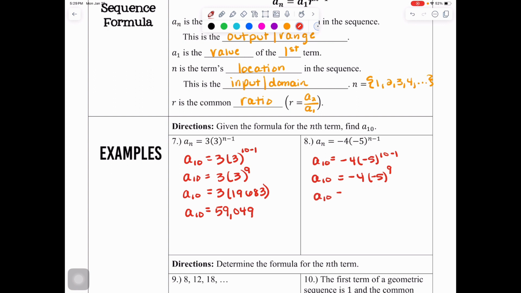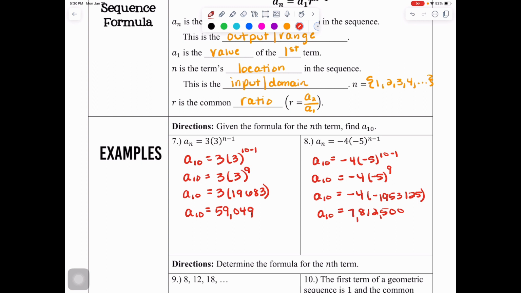A sub 10 is going to be equal to negative 4. And then when I do negative 5 to the 9th power with parentheses around that base when I type it in, I would get negative 1,953,125. And so then I have my final answer when I do negative 4 times that. I should have 7,812,500. So that is the 10th term of that sequence in number 8.